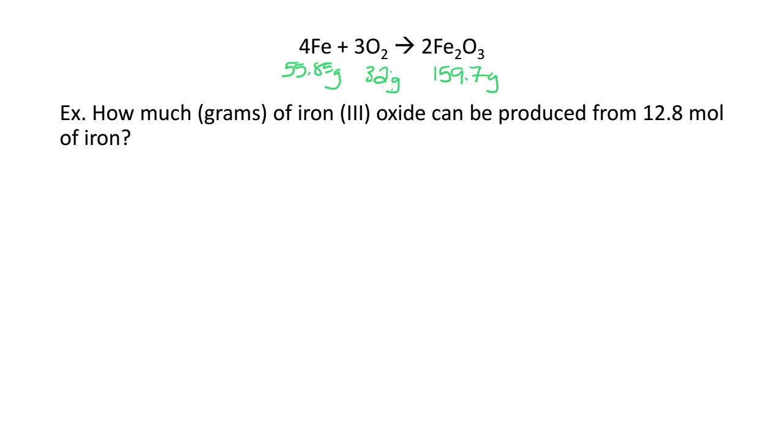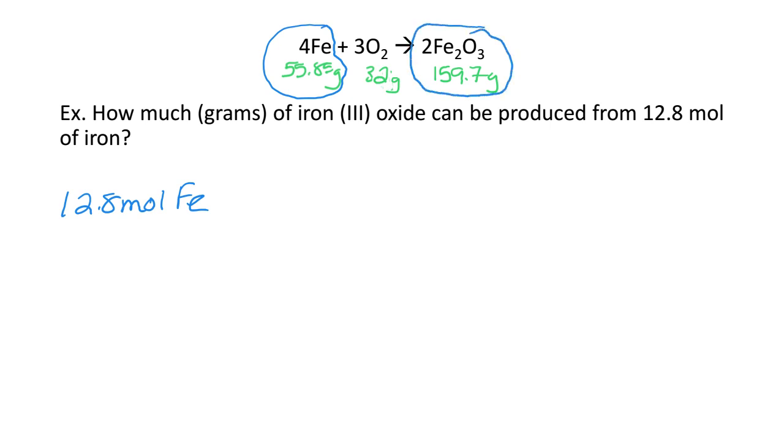Now we're going to start out with 12.8 moles of the iron. We are looking for iron, so I'm going to go ahead and circle it. That's my favorite way of doing this. Iron and iron 3 oxide, so those are the two things we're going to deal with. Our mole ratio is the 4 Fe to the 2 Fe2O3. So I have Fe on top, I have to put the Fe on the bottom. So moles of Fe, and then 2 moles of Fe2O3.